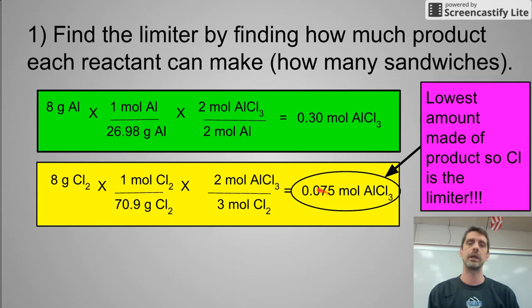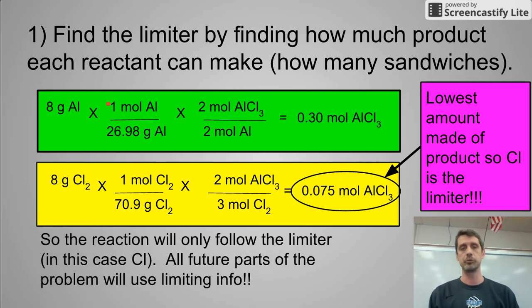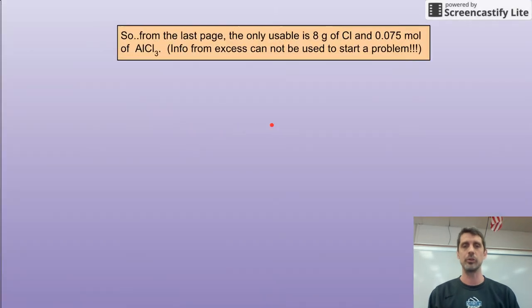Well, he's making the lowest amount, so the guy who's limiting me is the chlorine. The chlorine is our limiting reactant, which means aluminum is going to be the one that I'm going to have left over, or excess. So now when you do future problems, this actually doesn't occur.